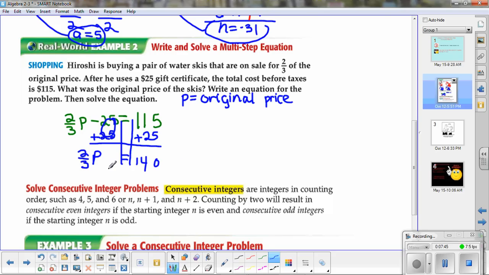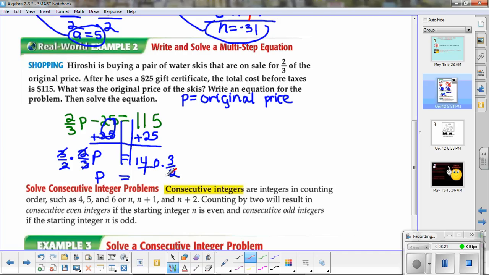Now, if you remember from earlier, when you have a fraction attached to the variable, the quickest way to get rid of that is to multiply by the reciprocal, because a number multiplied by its reciprocal is always equal to 1. So over on this side, the 2's will cancel, the 3's will cancel, those will all become 1's, and 1 times P is just P. On the other side, I'm going to write that 140 as a fraction, 140 over 1. Now I can do some simplifying ahead of time to make my life a little easier.